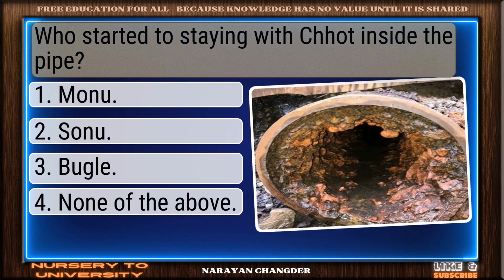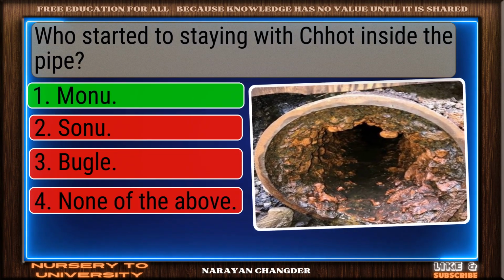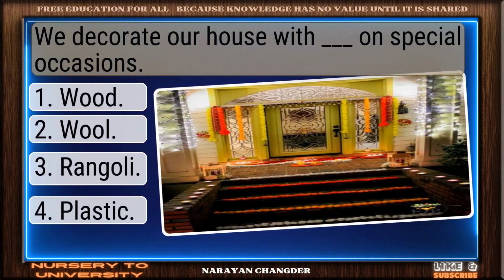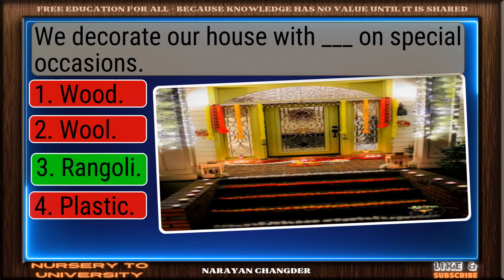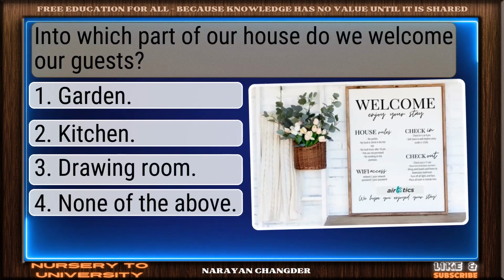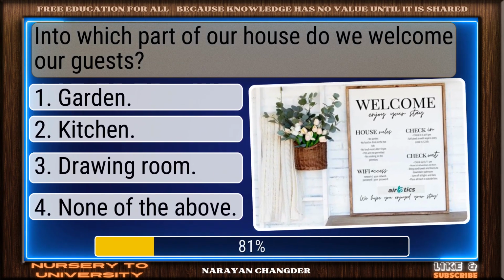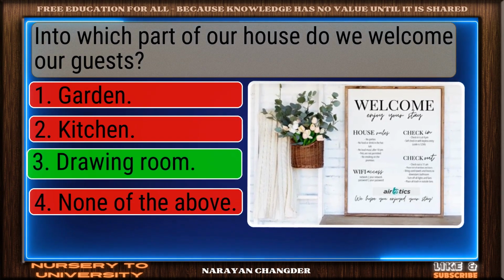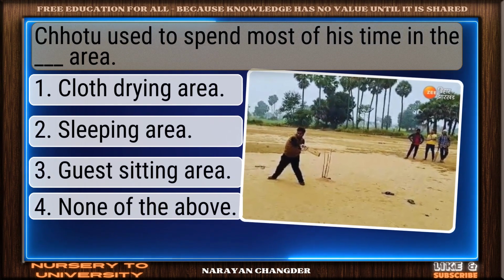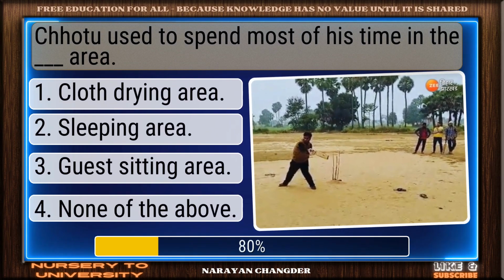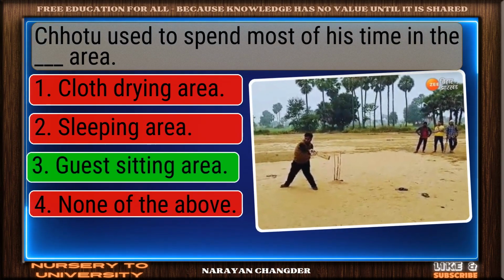Who started staying with Chhotu inside the pipe? Monu is the correct choice. We decorate our house with dash on special occasions. You chose Rangoli, and it is correct. Into which part of our house do we welcome our guests? Drawing room is sound and 100% true. Chhotu used to spend most of his time in the dash area. Guest sitting area is a valid choice.